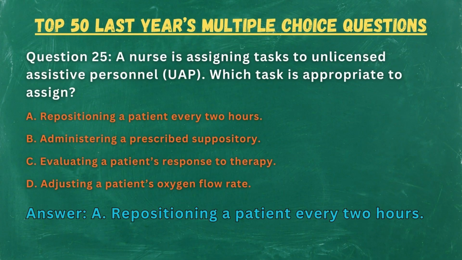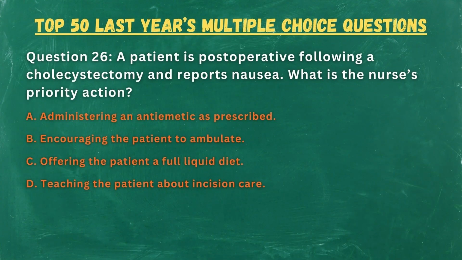Answer: A. Repositioning a patient every 2 hours. Question 26. A patient is postoperative following a cholecystectomy and reports nausea. What is the nurse's priority action? A. Administering an antiemetic as prescribed.